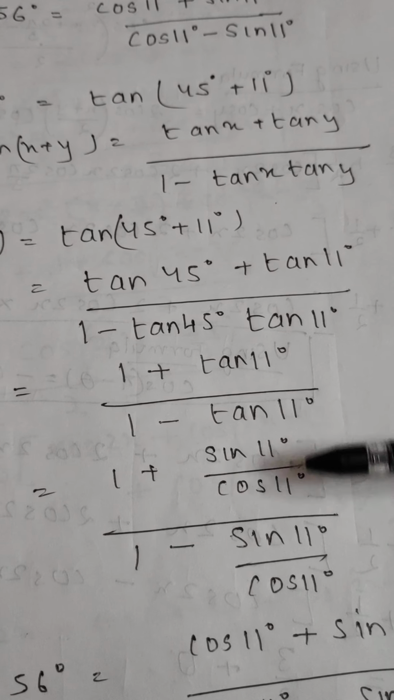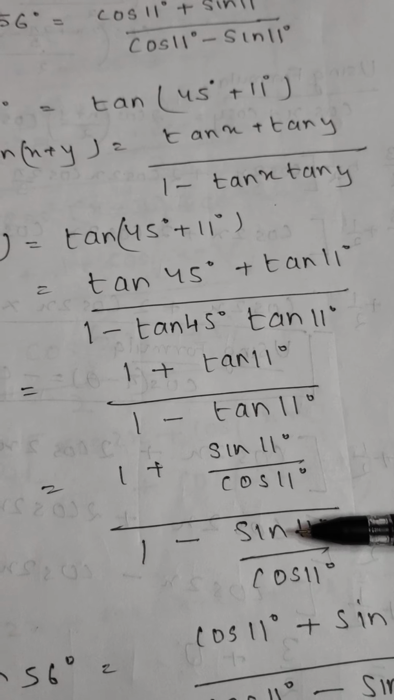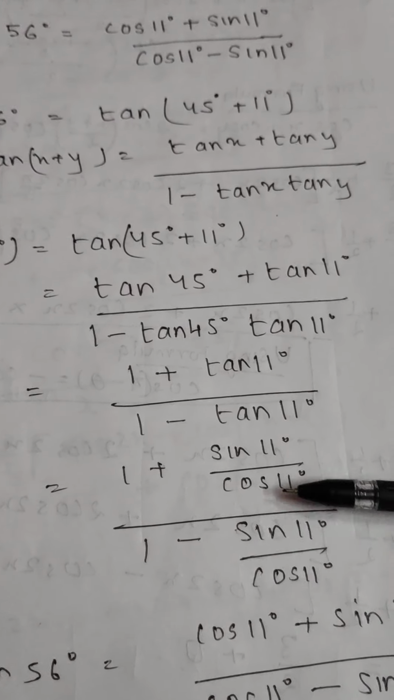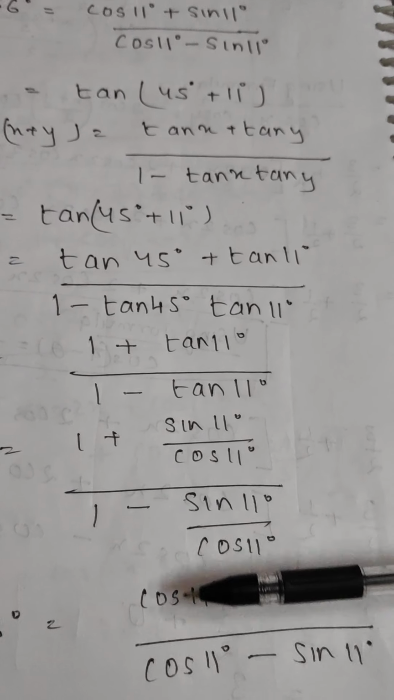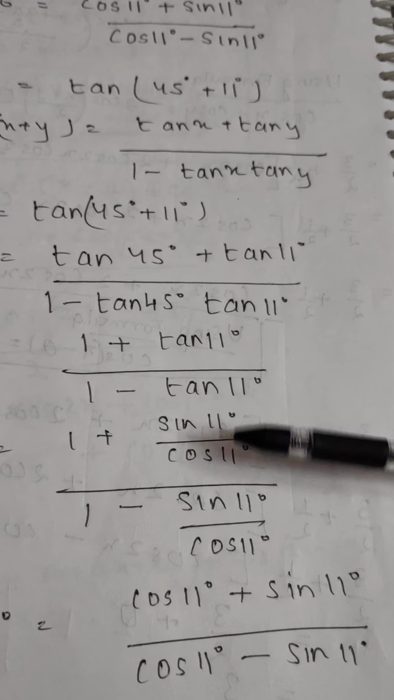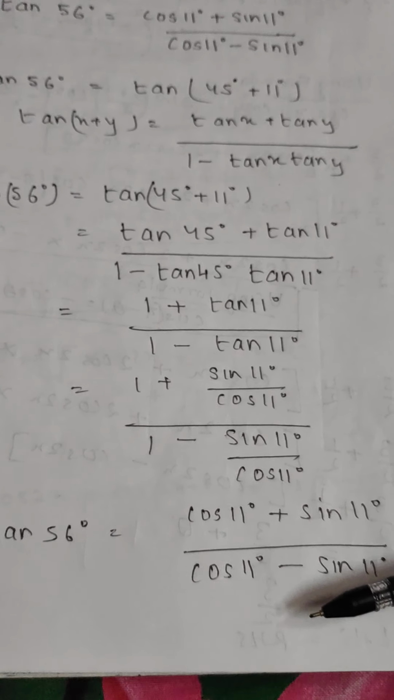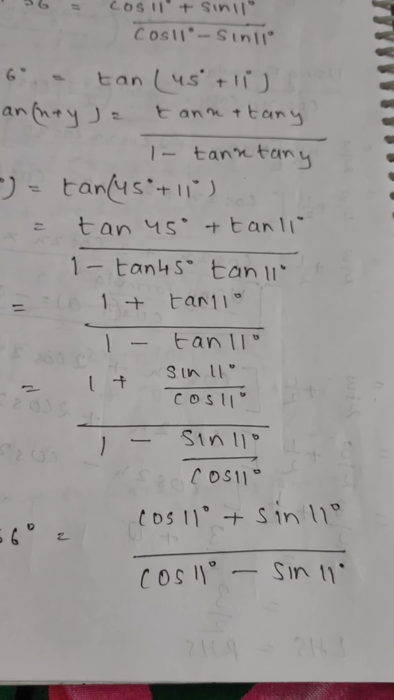We get (1 plus sin 11 upon cos 11) divided by (1 minus sin 11 upon cos 11). Take LCM, it becomes (cos 11 plus sin 11) upon (cos 11 minus sin 11). Cos 11 in the denominator gets cancelled out. We get the answer tan 56 is equal to (cos 11 plus sin 11) over (cos 11 minus sin 11).